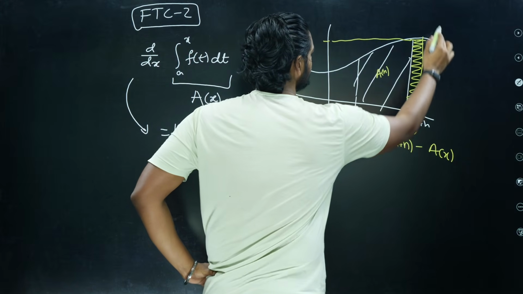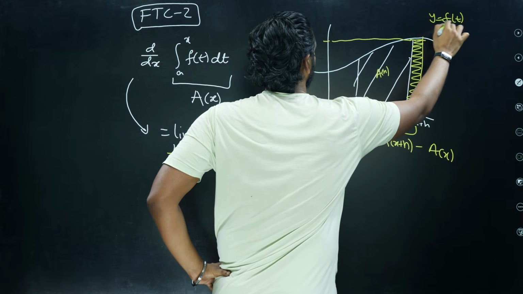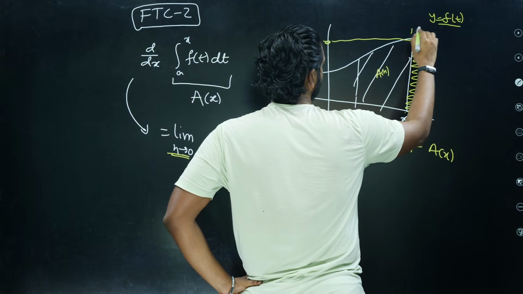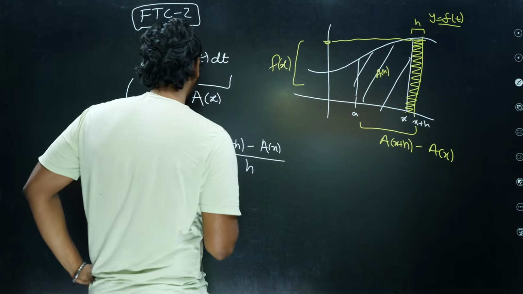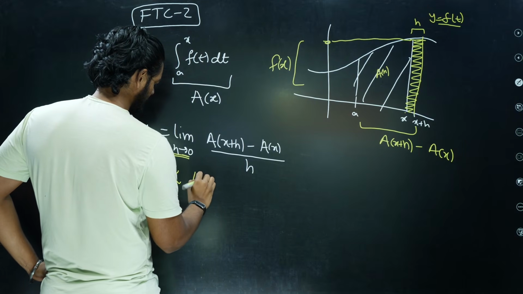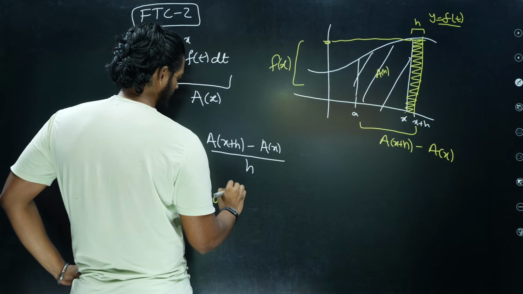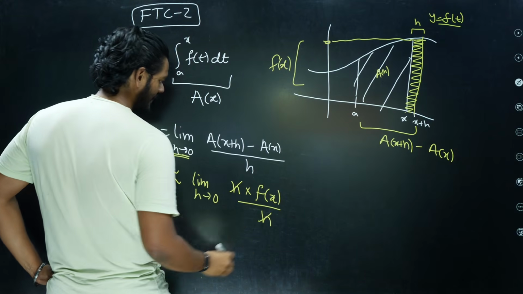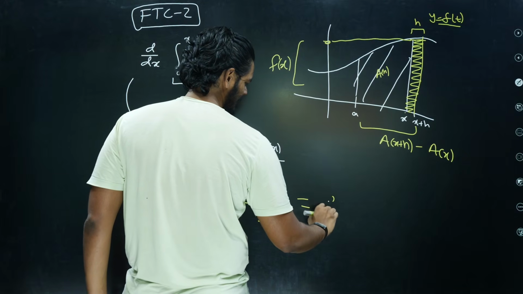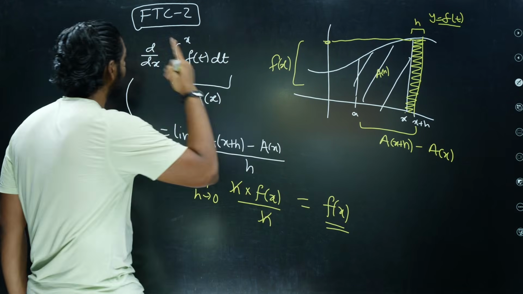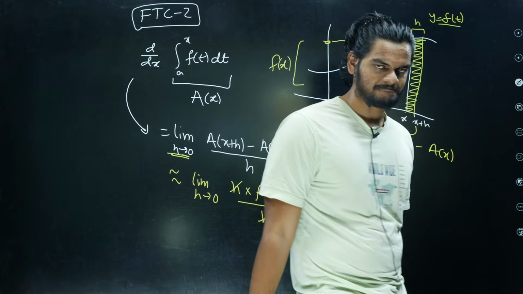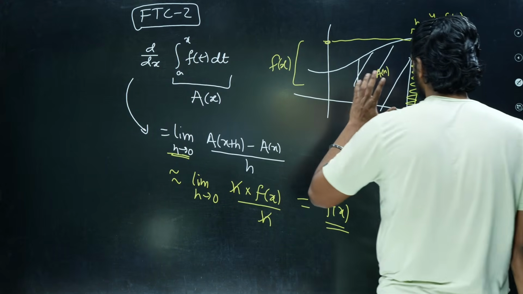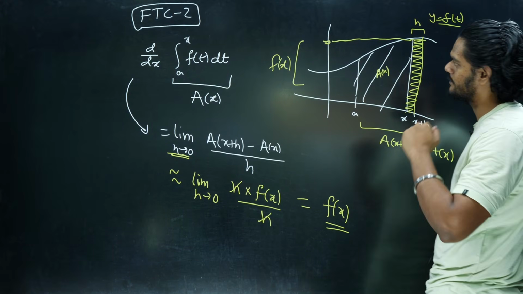Why is it f of x? Because this is y is equal to f of t, right? And at x it will be f of x, so this is f of x and the width is h. So you can say that this is approximately limit h tends to 0 of h into f of x by h. Okay, so this is an intuitive proof where you get this is equal to f of x. So the second fundamental theorem of calculus is kind of proved for us. Alright, I hope this makes sense and it was fun to see.